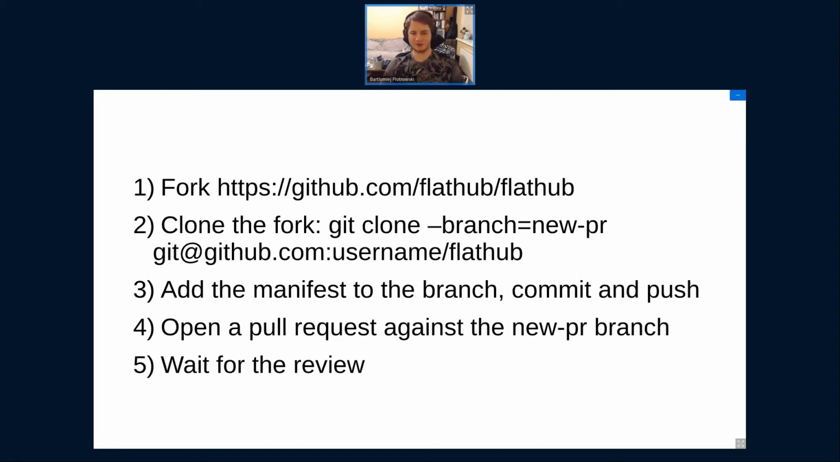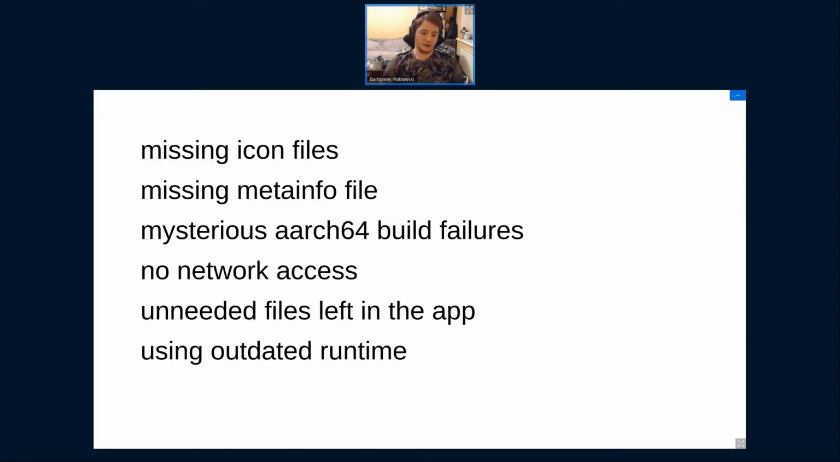making sure that we have pressed the good button for origin branch, and then you are waiting for the review from me or from other people that are reviewing new submissions. And then when a new build kicks in, it turns out that for some reason you are missing icon files or you are missing a metainfo file in general, then aarch64 also fails to build. Something else fails to build because you have no network access.